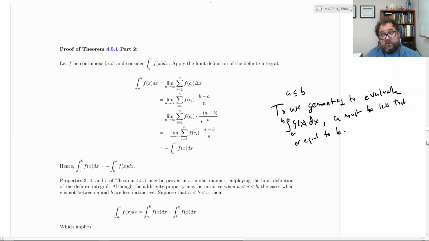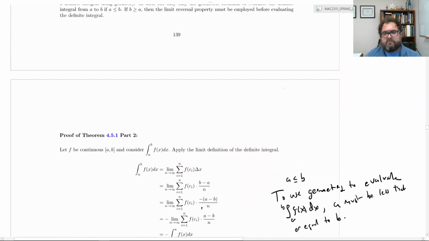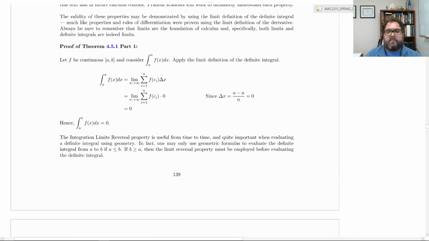But let's say you have a situation where you want to use geometry and that's not the case. Well, we can swap the limits and just introduce a negative sign out front. In fact, we'll probably have an example like that sooner or later where we will do just that. Okay? Let's see what else we have.